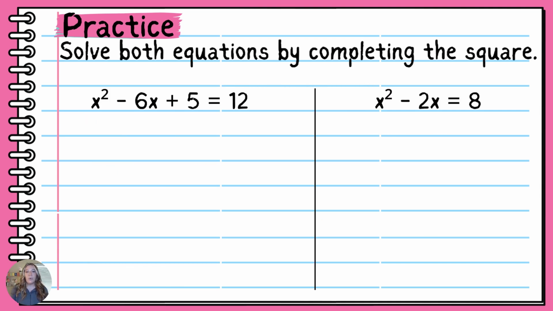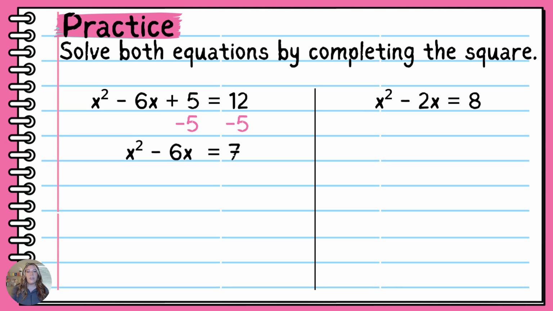Okay, one more set of problems. So this time we're going to solve completely. So we'll find our value, we'll make it a perfect square, and then we'll solve it. So x squared minus 6x plus 5 equals 12. So first we need to make sure the constant is on the right-hand side. So we need to move that 5 over. So if we subtract 5, we'll get x squared minus 6x equals 7.